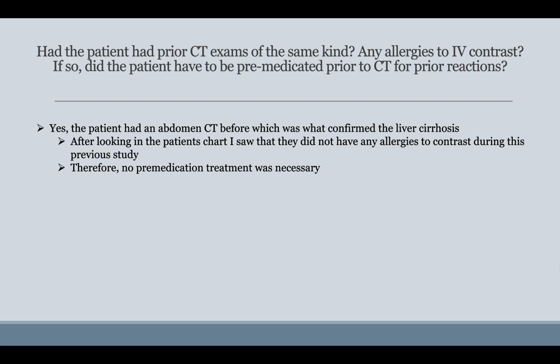So had the patient had prior CT exams of the same kind, any allergies? So yes, the patient had an abdomen CT before, which was what confirmed the liver cirrhosis. And after looking in the patient's chart, I saw that they did not have any allergies to contrast during this previous study. So because of that, there was no need for pre-medication for this exam.